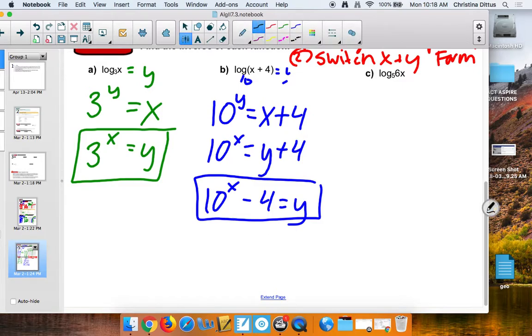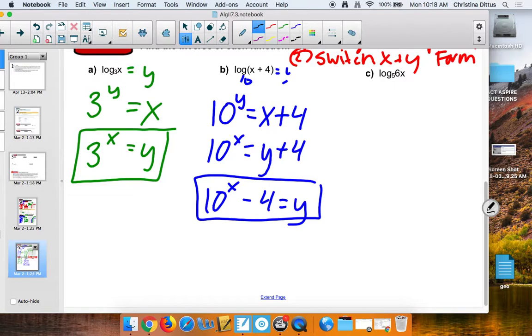Okay, questions? Where did the 10 come from? When there's not a base number, a small number, it's 10. Kind of like when there's nothing, like if I have x, it's the same as 1x. With logs, if there's nothing there, our base is 10. Okay, good question. Any other questions?